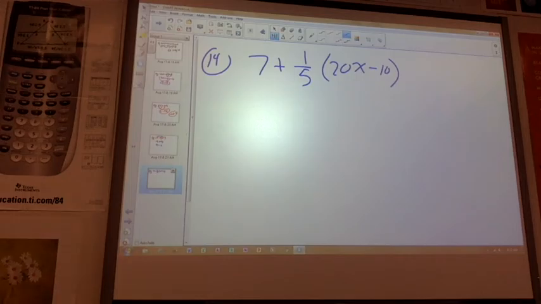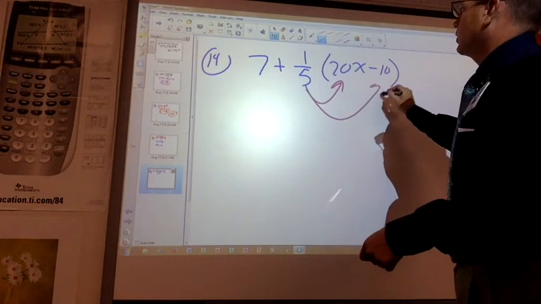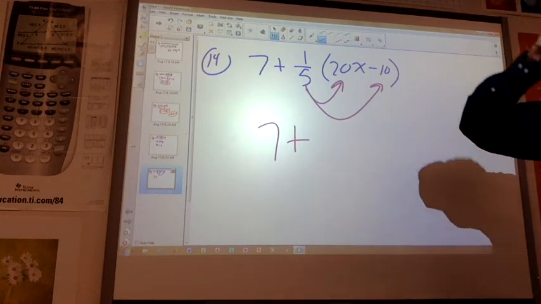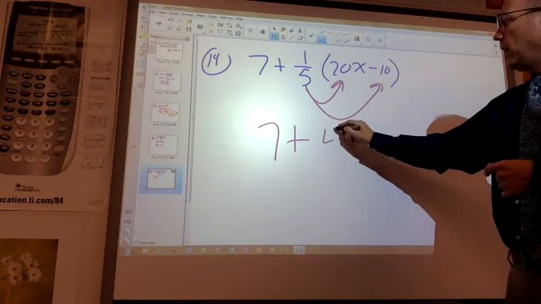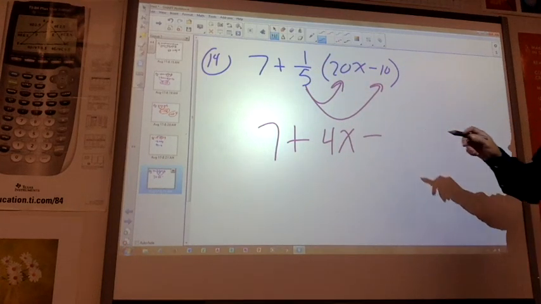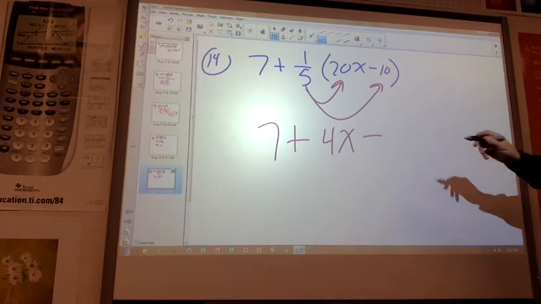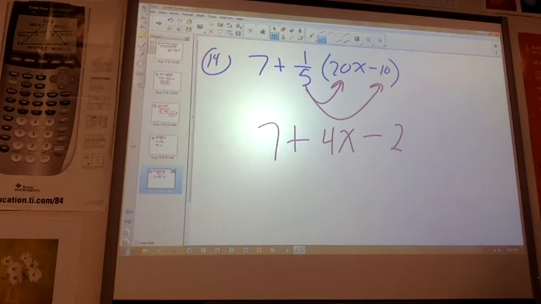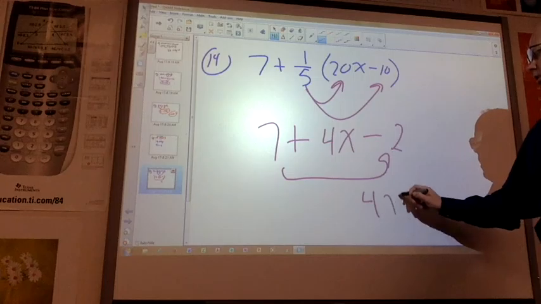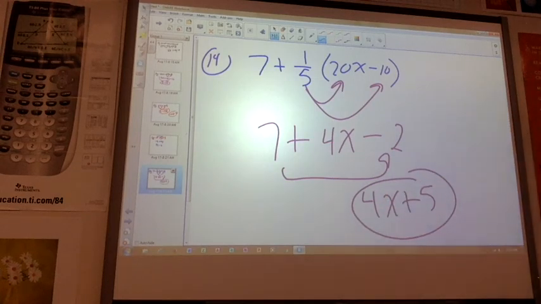All right. Oh, we're distributing the 1/5 here and here. So 7 comes down plus 1/5 times 20. That's 20 over 5. How many times is 5 going into 20? 4. So I get 4x. Is that okay so far how I did that? And then 1/5 times negative 10. So I know it's going to be negative. So negative 10 over 5 is negative 2. What are my like terms? The 7 and the 2, so we're just going to subtract them, so I get 4x plus 5, or I could have 5 plus 4x, your choice.